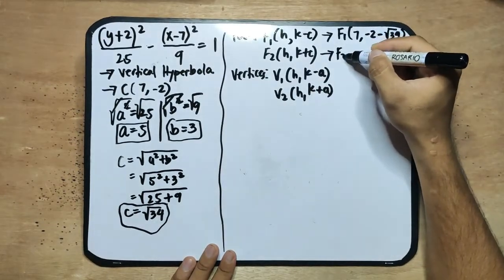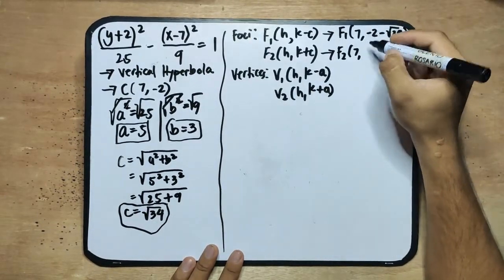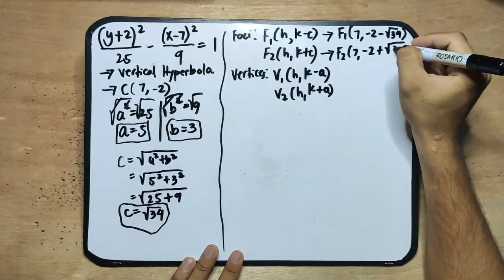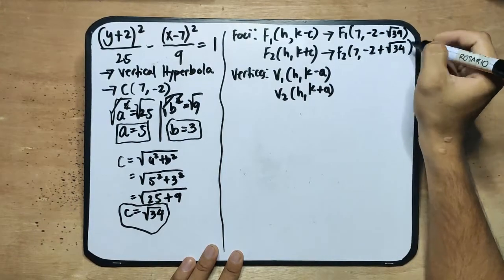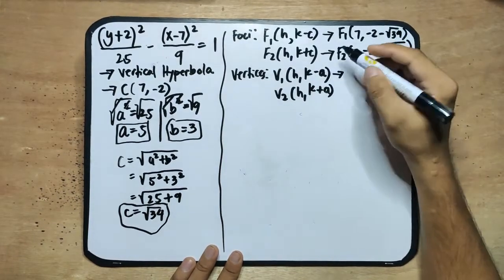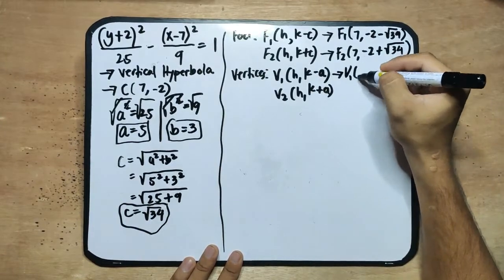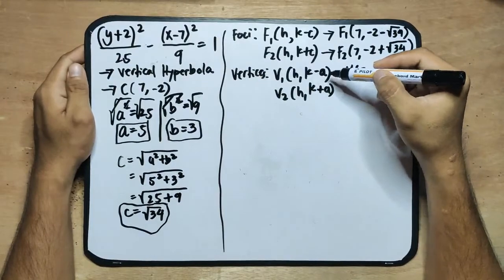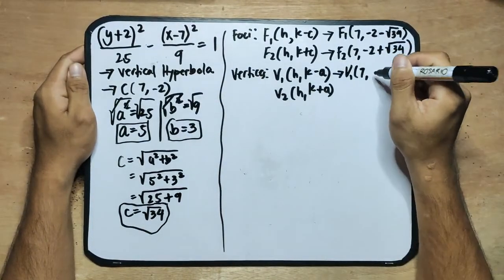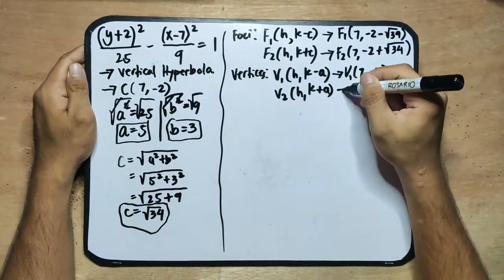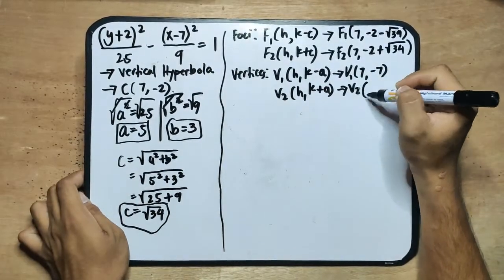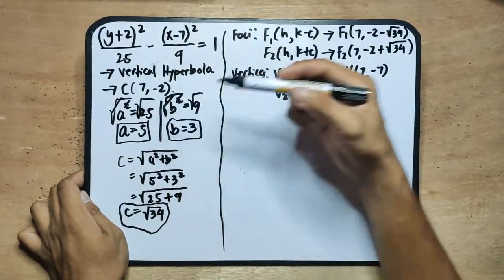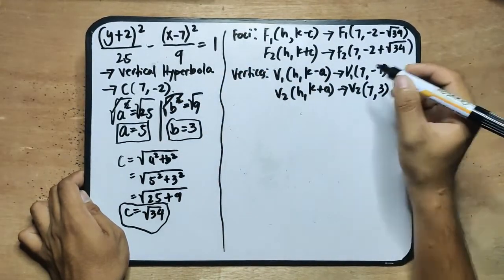So, yung second na focus natin, we have 7 and negative 2 plus square root of 34. Our vertices, we have v sub 1: h is 7, and k minus a, we have negative 2 minus 5 is negative 7. So our second vertex, we have h is 7, and k plus a is negative 2 plus 5 is positive 3.